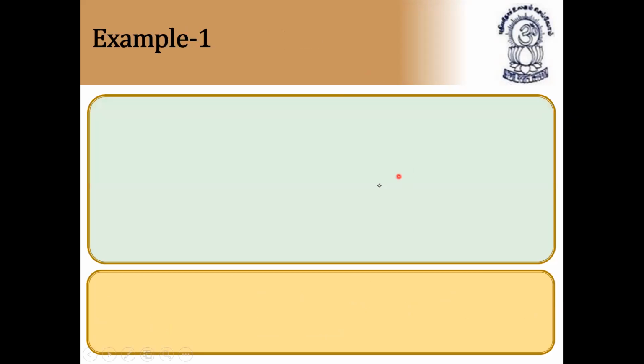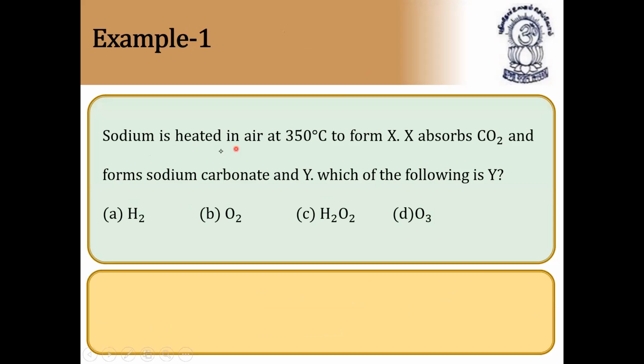Next continuation. Let us see now. When sodium is heated strongly in air at 350 degrees C, it forms X. See, this is the type of question we are going to expect in the examination. X absorbs carbon dioxide and forms sodium carbonate and Y. Which of the following is Y? So let us straight away write the equation.